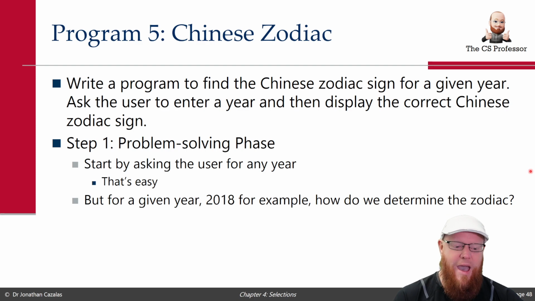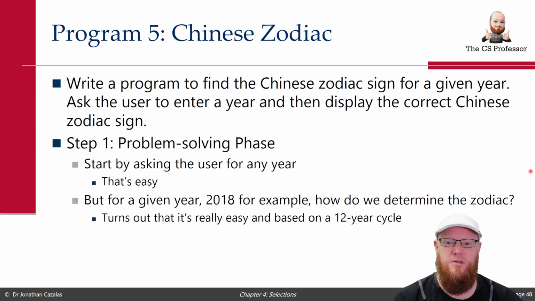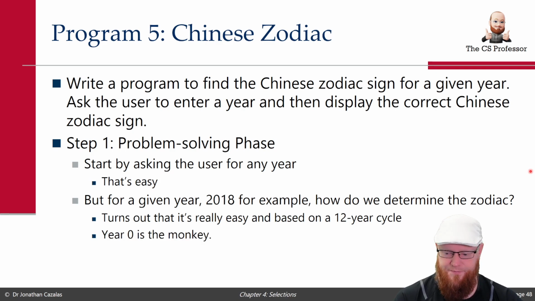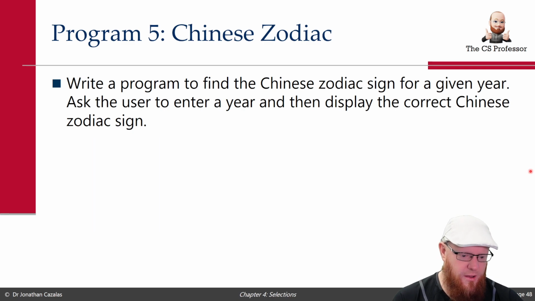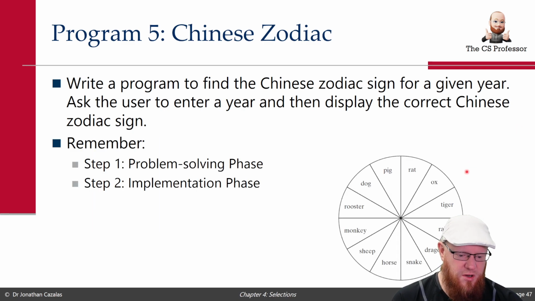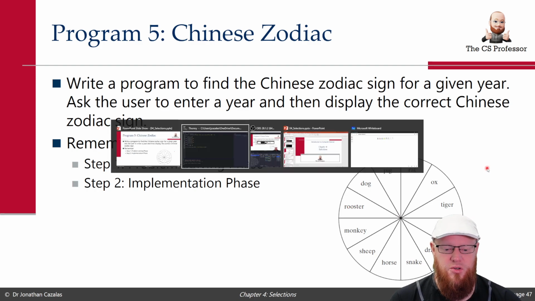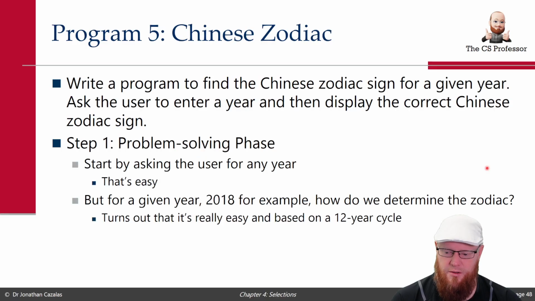And then after they enter a year, how do we determine that Zodiac? Well, it turns out the Zodiac is on a 12-year cycle. Year 0 was the year of the monkey. Come back to that little wheel here. Year 0 was the year of the monkey. Year 1 is going to be the year of the rooster. Year 2, the year of the dog, and so on.